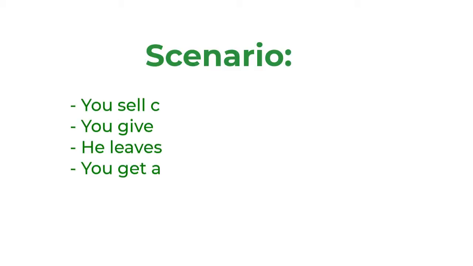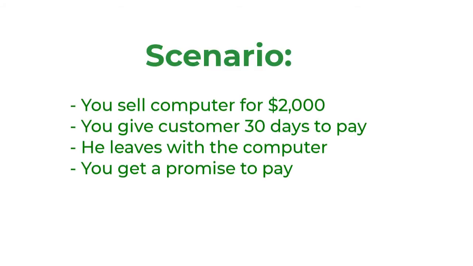Now let's take a look at some specific transactions to help make things more clear. Here's the scenario. You sell a computer to a customer for $2,000 and allow him to pay you in 30 days. He leaves your store with the computer. What transaction would get recorded? Let's ignore the cost of goods sold for the moment and just focus on the sell side of this transaction.